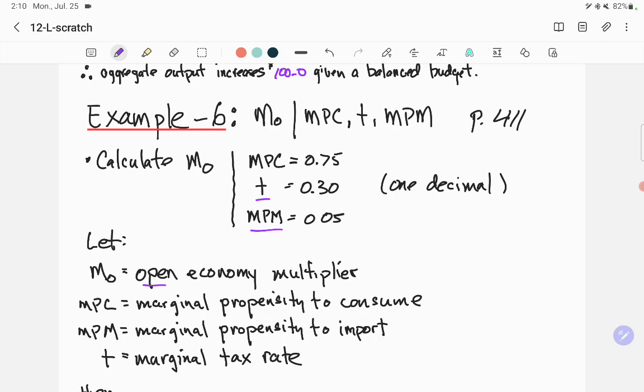But this is where things become complicated because the marginal tax rate is actually going to affect the slope of the consumption function, and the marginal propensity to import doesn't affect the consumption function, but it does affect the aggregate expenditure function. It's going to change the slope of the aggregate expenditure curve, which means that it ends up changing the slope of the aggregate demand curve. But I'm not going to torture you with that kind of a question. What happens to the slope of the curve?